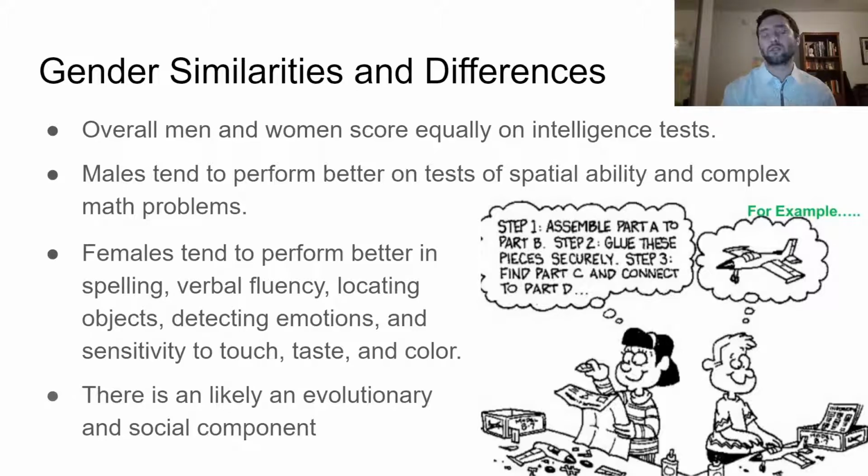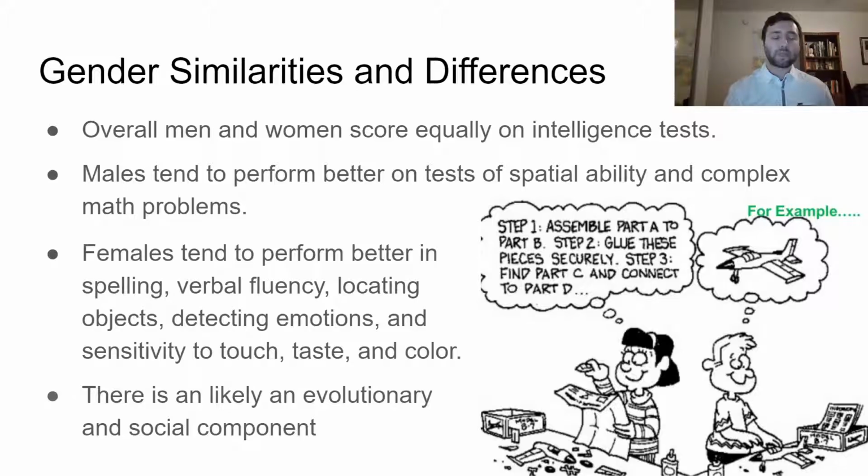Now, like I mentioned, there are some differences though. And one of them has to do with where we perform better or worse. Now, men tend to perform better on tests of what are called spatial ability and on complex math problems. So this idea of being able to visualize and see spaces and objects and things like that and our kind of complex mathematical equations, that is where men tend to outperform women. Now, women also have areas where they tend to outperform men. So we can kind of see a whole list here, right? So women tend to perform better in spelling, verbal fluency, locating objects, detecting emotions, and sensitivity to touch, taste, and color. So again, there are kind of these two separations.